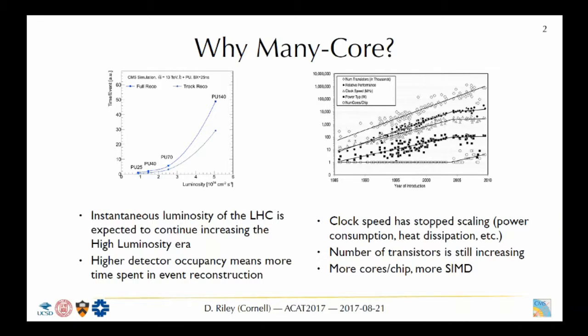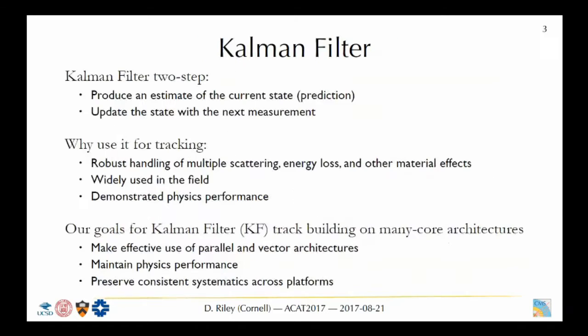This stuff you already know. We've got more luminosity, and we've got lots of cores that aren't getting individually faster all that much. So this project is looking at parallelizing and vectorizing the Kalman-Filter. Well, why are we doing that, and what's it for?